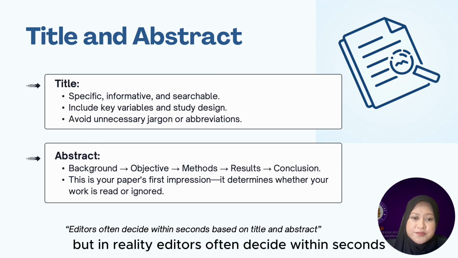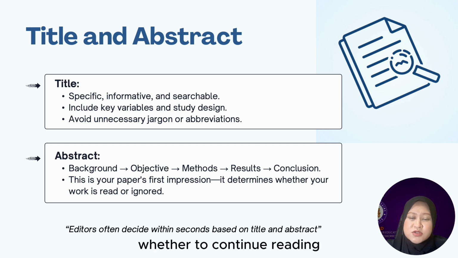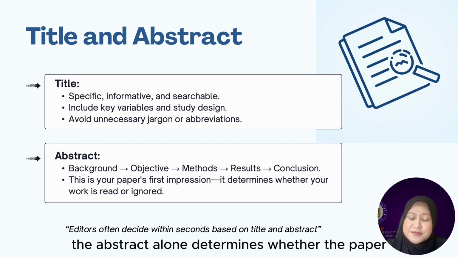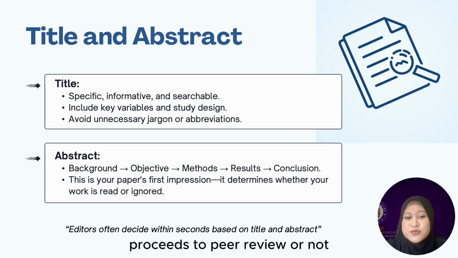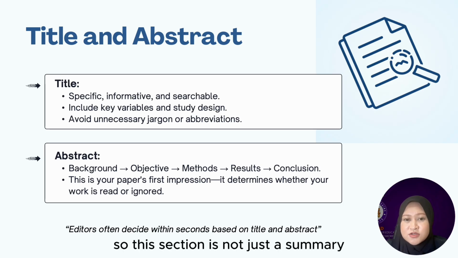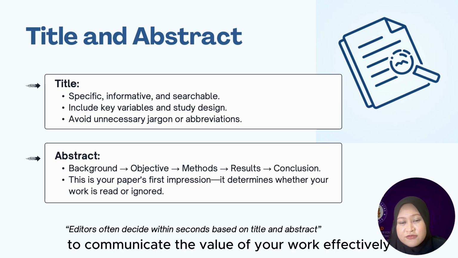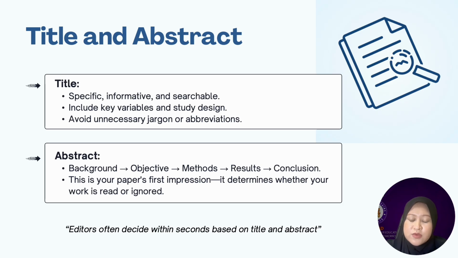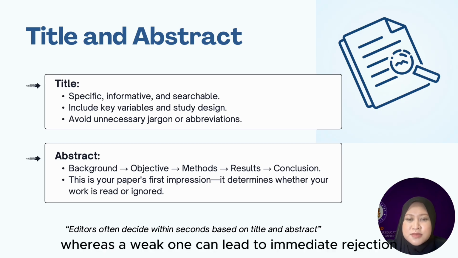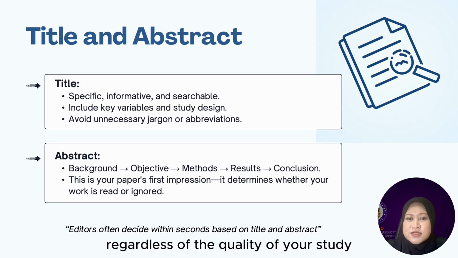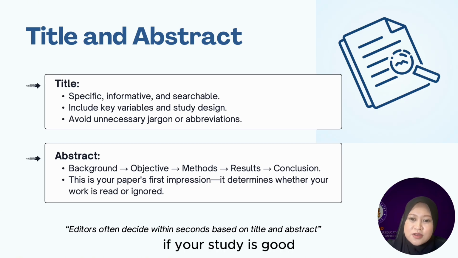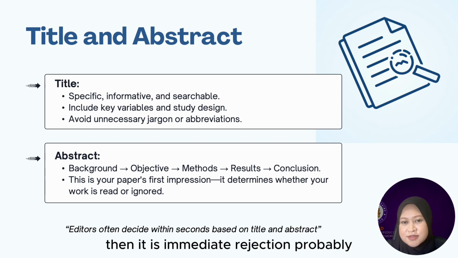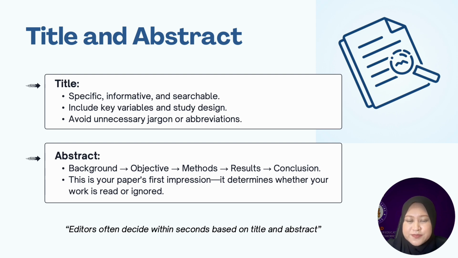But in reality, editors often decide within seconds whether to continue reading based on the title and abstract. In some cases, the abstract alone determines whether the paper proceeds to peer review or not. So this section is not just a summary. It is your first opportunity to communicate the value of your work effectively. A strong title and abstract can attract attention, whereas a weak one can lead to immediate rejection, regardless of the quality of your study. If your study is good, but your title and abstract are weak, then it is probably immediate rejection.